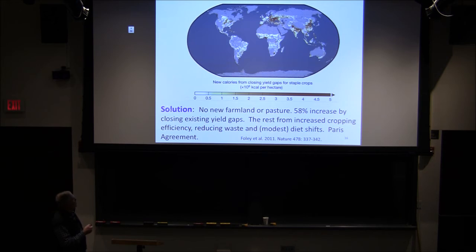There are several proposed solutions to the food problem. The best one is by a guy who is now the head of the California Academy of Sciences. If you live on the West Coast and wander around in Golden Gate Park, he's inside that building there. And it simply says, no new farmland or pasture, a 58% increase by closing existing yield gaps, inefficient agriculture that we already have.